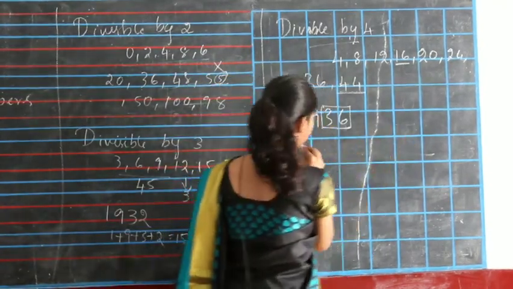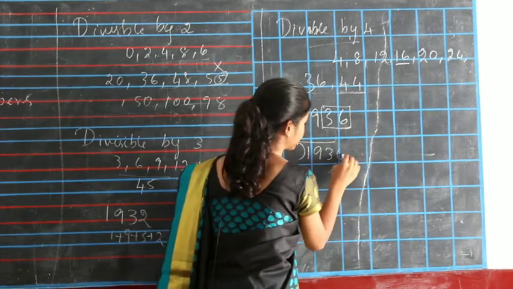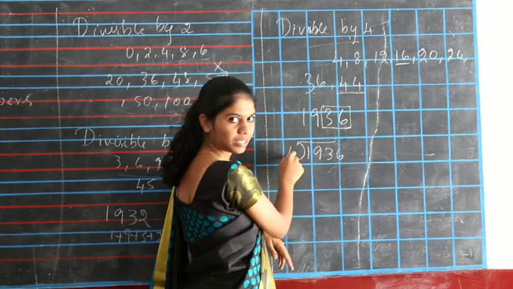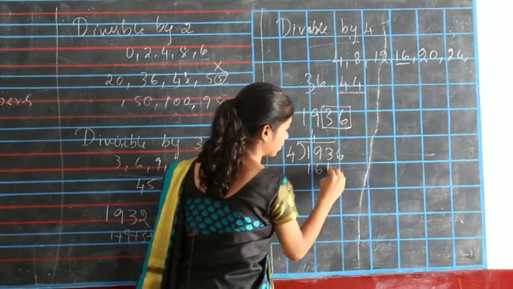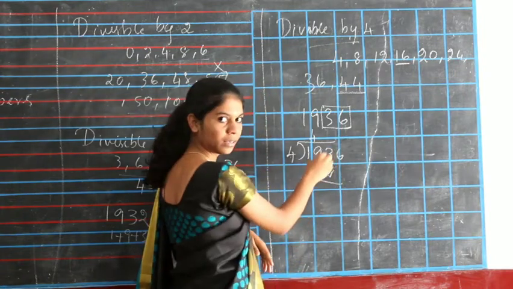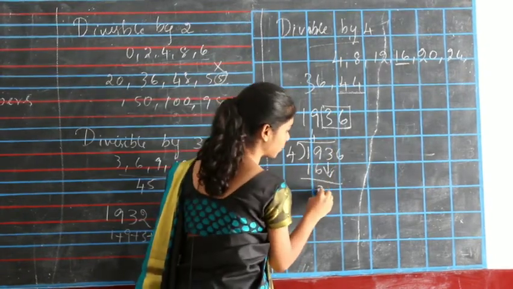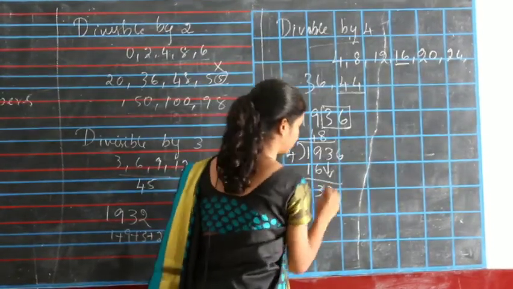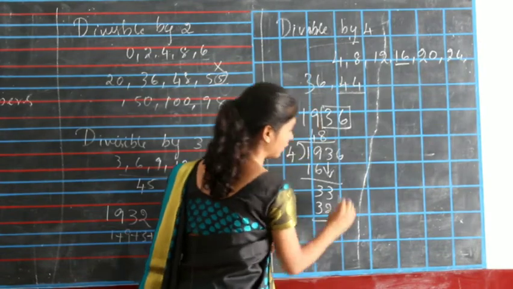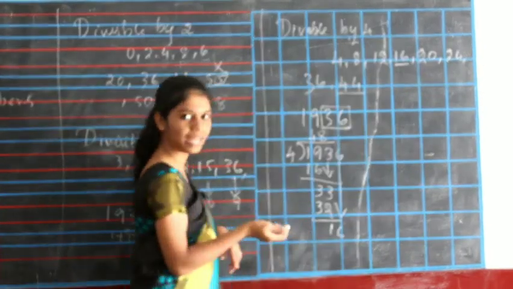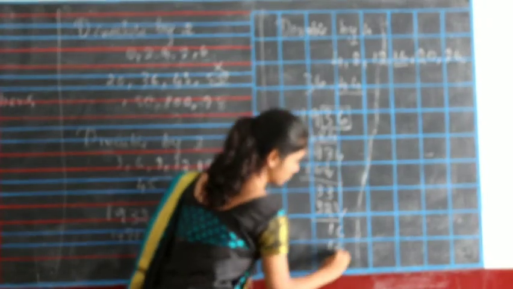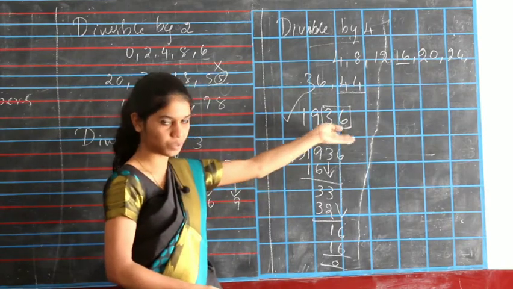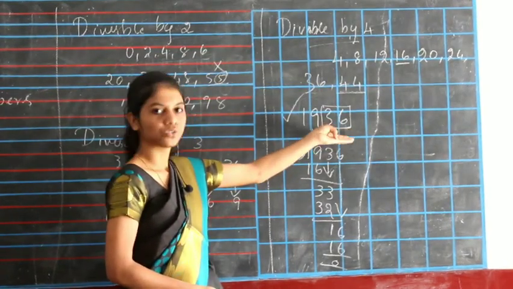Let's check. 1936 divided by 4. 4 ones are 4, 4 twos are 8, 4 threes are 12, 4 fours are 16. 19 minus 16 will be 3, and then 3 comes down. 4 eights are 32, right? So 1 will be here and 6 comes down. 4 fours are 16. This is divided by 4, and the last 2 digits are divided by 4, right?